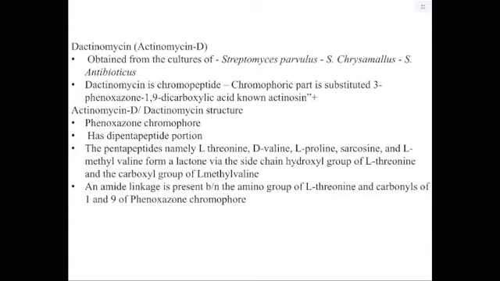So we were looking at the structures, and we did say an amide linkage is present. You always have amide linkages when you have the amino group coming together with the carbonyl group. You will have an amide linkage between the L-threonine and carbonyls of 1 and 9. So the phenoxazone has carboxylic acids, and because it has carboxylic acid, the amino group which is coming in will definitely form an amide bond. That's all we are saying at that point.